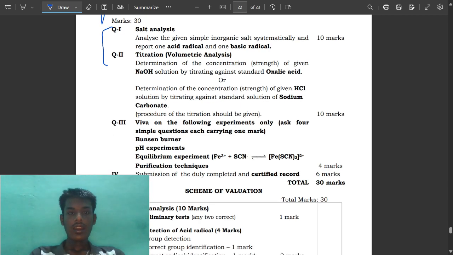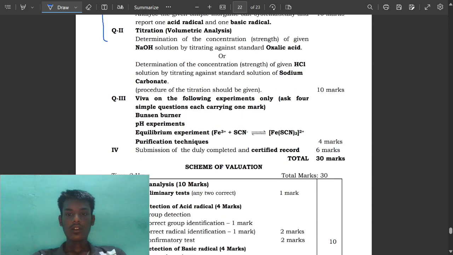And next is titration. Another name for titration is volumetric analysis. We have to determine the strength of NaOH by titrating against oxalic acid, or we have to determine the concentration of HCl by titrating against sodium carbonate.